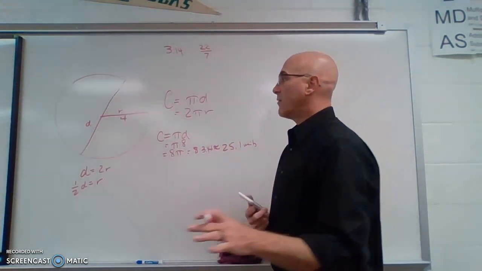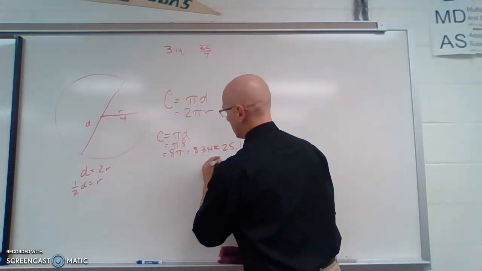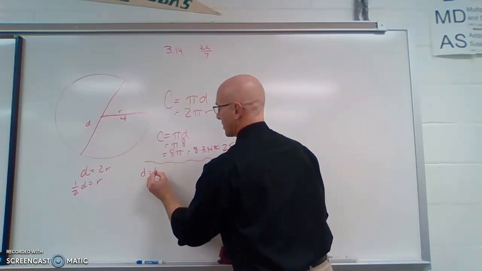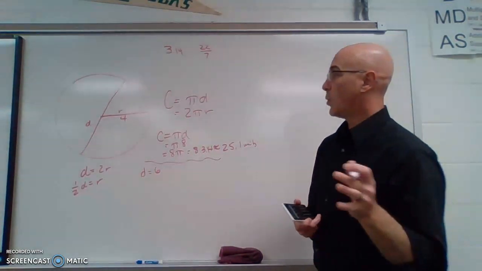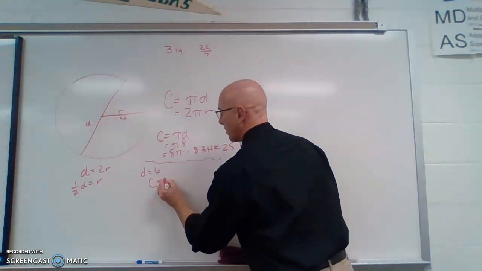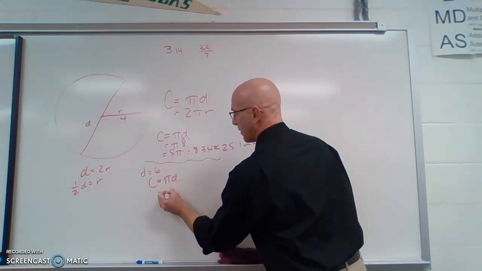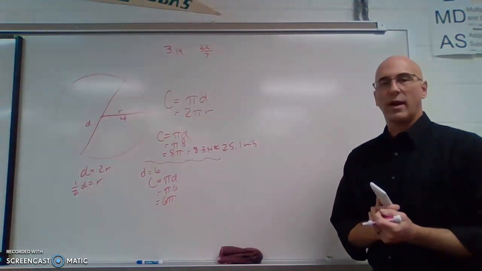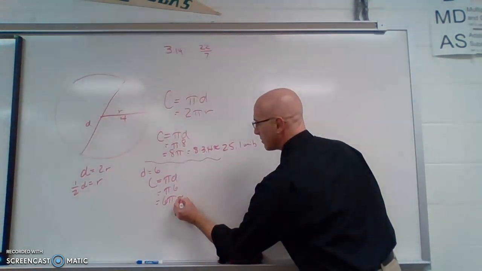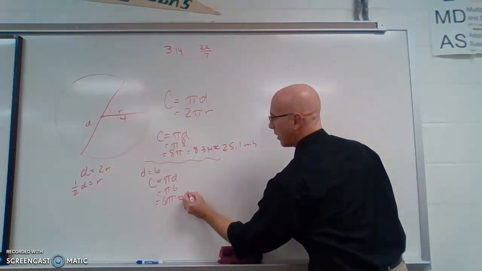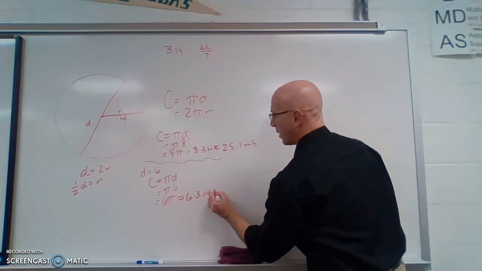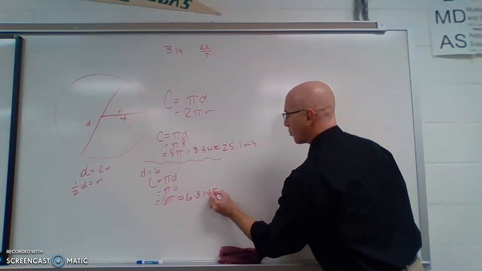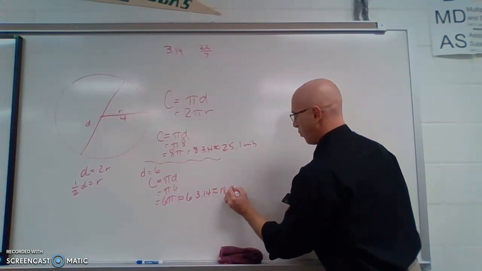Now, what happens if you're given a diameter? Let's do another problem. Say that you're given that the diameter equals 6. What is the circumference? So your circumference is pi d, so we say pi times 6. It just looks better when you write the 6 first. Then we can approximate it using 3.14. 6 times 3.14 is 18.84. So it's approximately equal to 18.8 units.